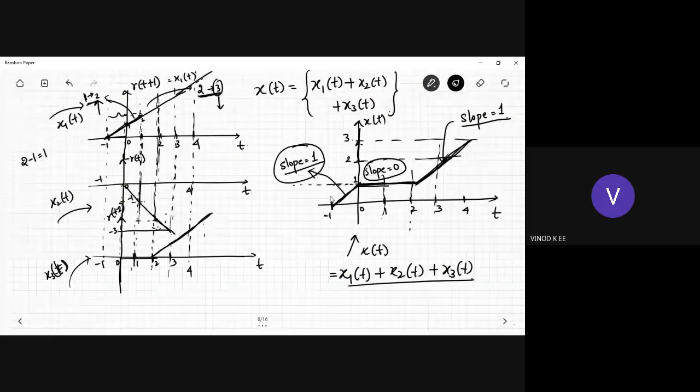Sir, once again explain 2 to 3, sir. The ramp function in 2 to 3? From 2 to 3. Thank you. So at 2, if you observe carefully here, what is the magnitude? At 2, r of t plus 1.